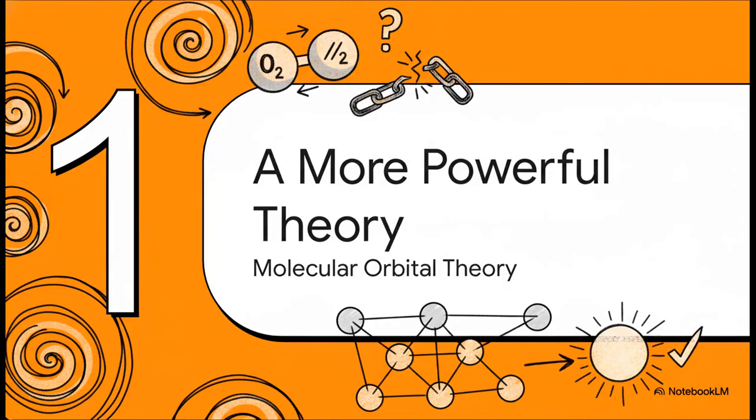So, what happens when your theory breaks? Well, you find a better one. And in this case, that new, more powerful tool is called molecular orbital theory. It's a much more sophisticated way to look at how atoms bond together, and it's not only going to solve our oxygen puzzle, but it's going to unlock a whole lot more.